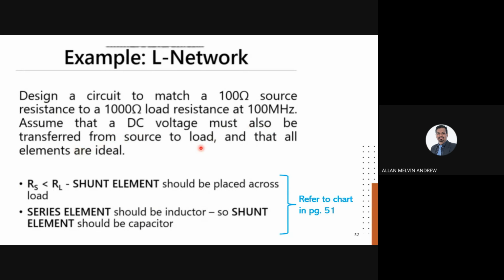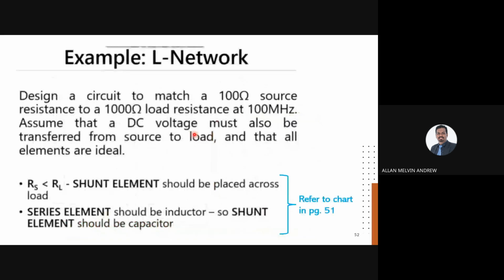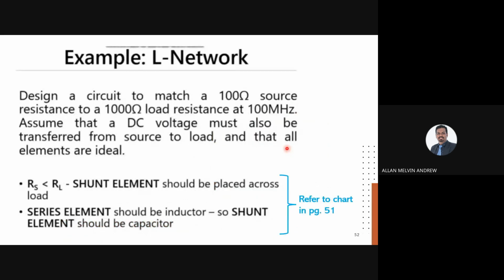So it's already mentioned here, you want to pass DC, because it must also be transferred. If the question says assume a DC voltage must not be transferred from source to load, then you take the other side. So it depends on the question, and all elements are ideal.